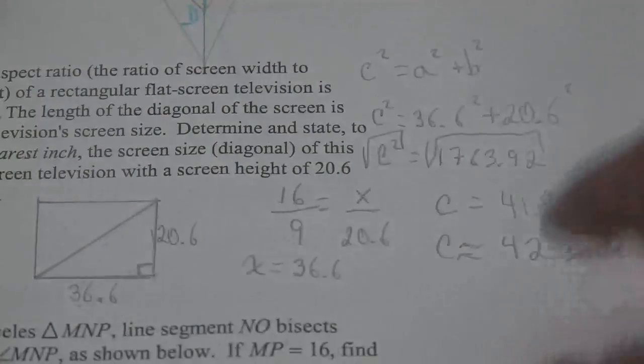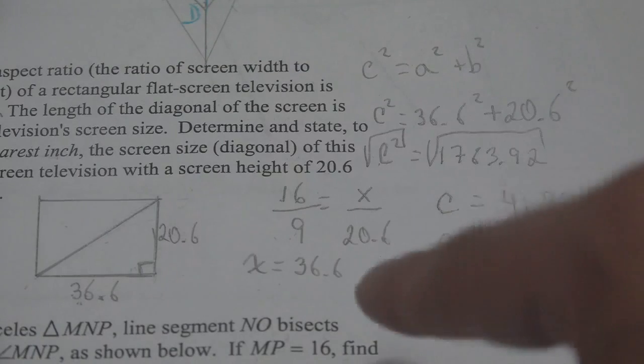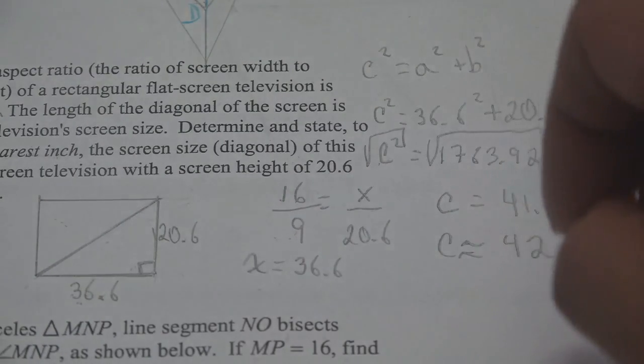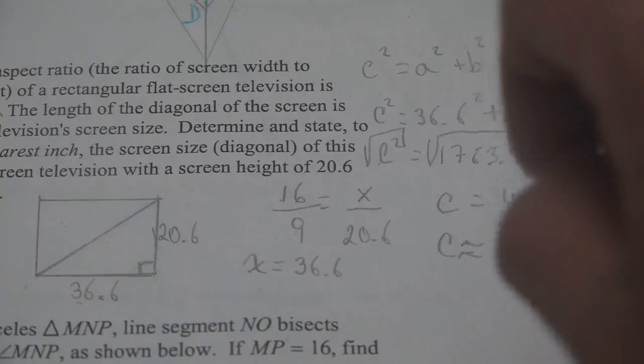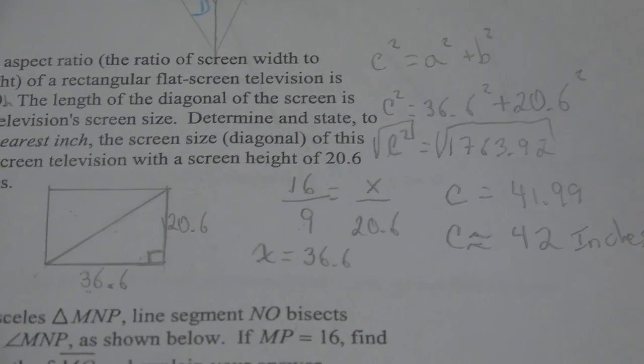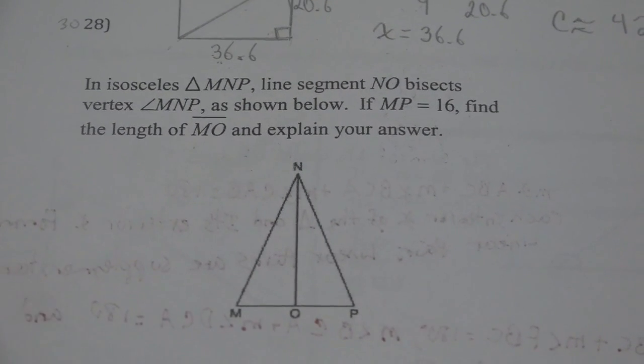okay, means an estimate of 42 inches. And to be more specific, you have to write, okay, the length of the diagonal, okay, or the size of the TV is 42 inches. As simple as that. All right, let's move on to the next problem. Okay, here we go.